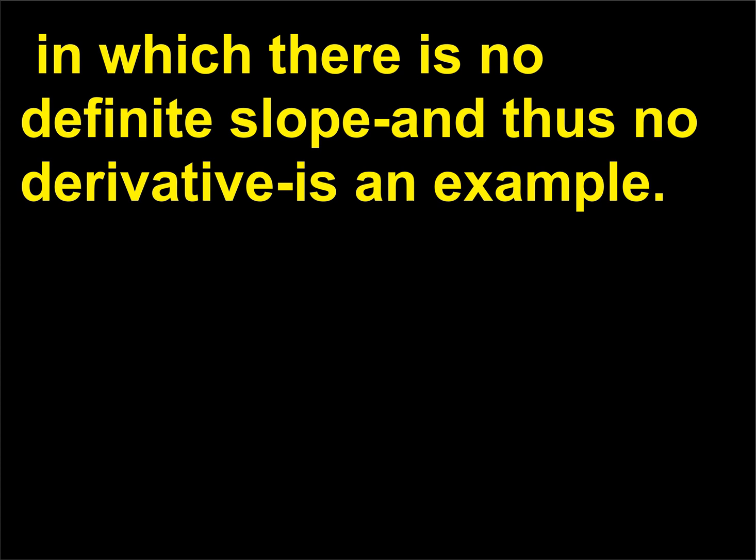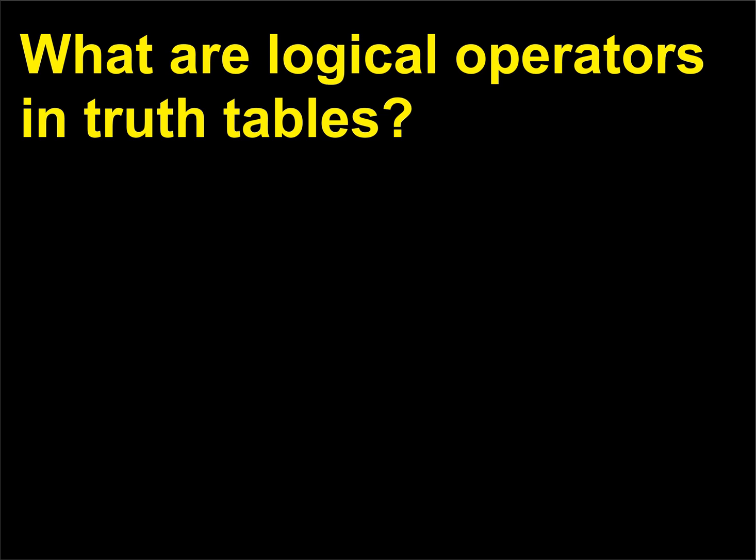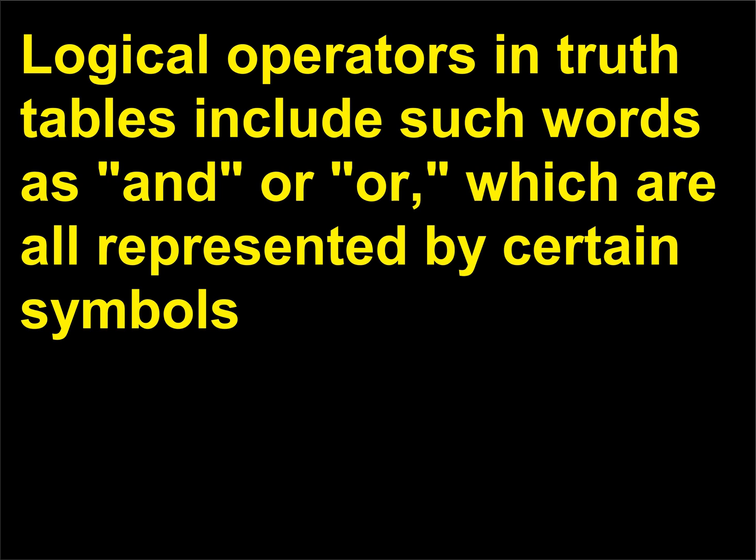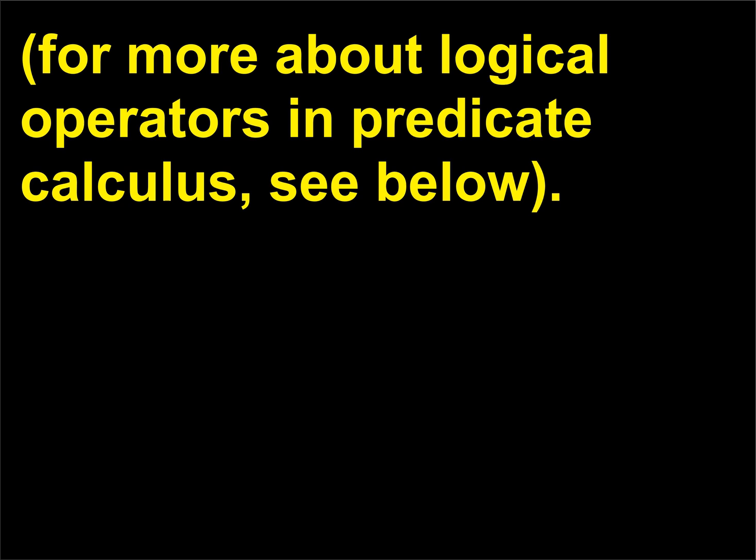What are logical operators in truth tables? Logical operators in truth tables include such words as AND, OR, and NOT, which are all represented by certain symbols. For more about logical operators in predicate calculus, see below.